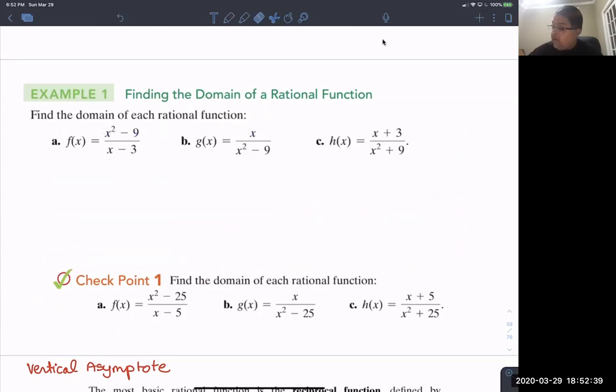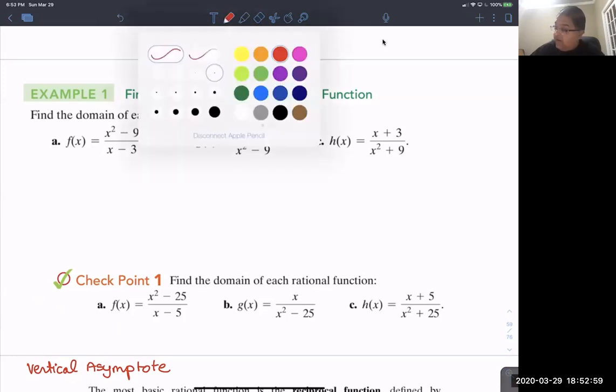So, problem B, find the domain for g of x. I recommend you pause the video and try to work on it yourself and then come back to see the solution. All right, so remember, the first thing we're going to do is set the denominator equal to 0.